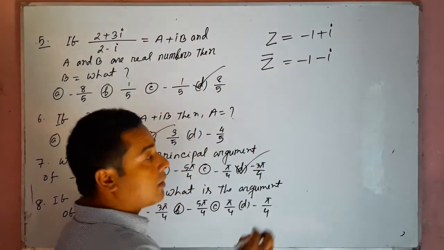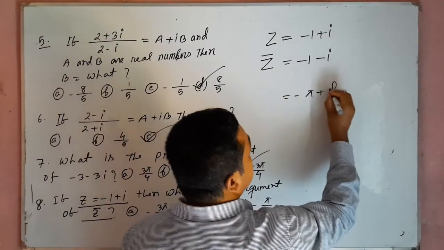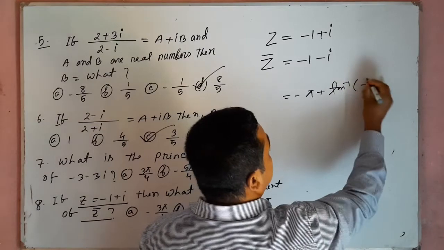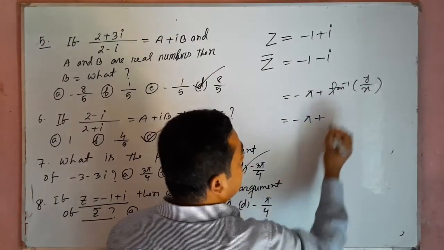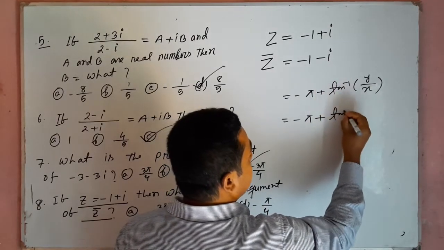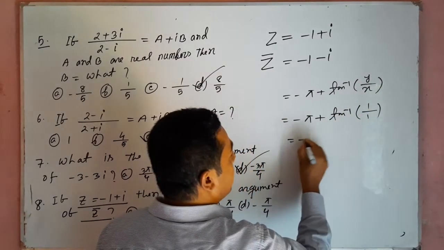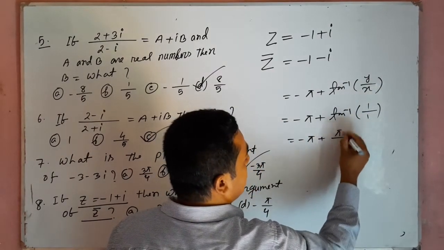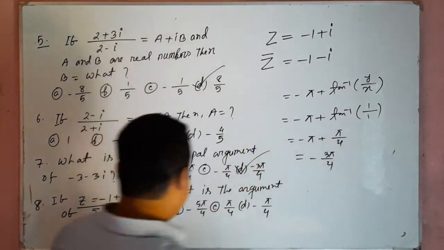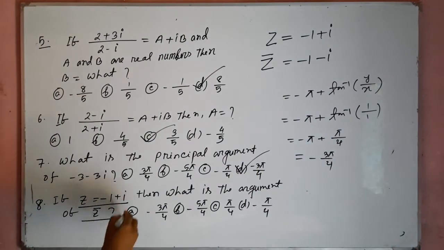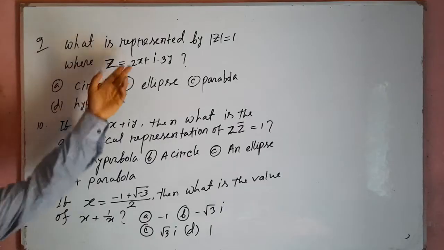It also lies in the third quadrant. In the third quadrant, argument is equal to minus pi plus tan inverse y divided by x. So minus pi plus tan inverse, y is 1, x also 1, so pi by 4. It will also be minus 3 pi by 4. Answer is A.